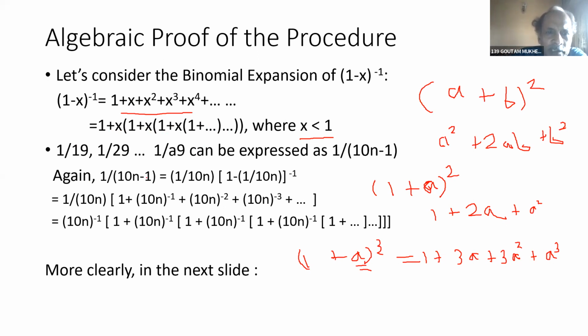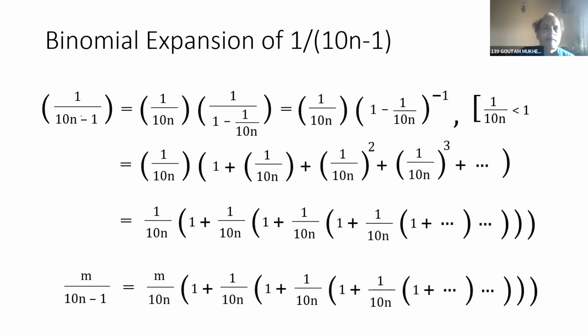So in case of the form 1 by 19, 1 by 29, 1 by a9, this becomes 1 divided by 10n minus 1. So this 10n minus 1 is this one, 1 by 10n and 1 by this one. It will go like that. Then most clearly it is in the next slide. You will see it is like this.